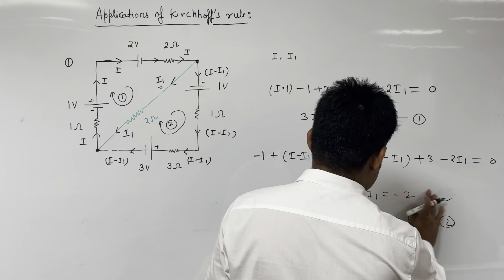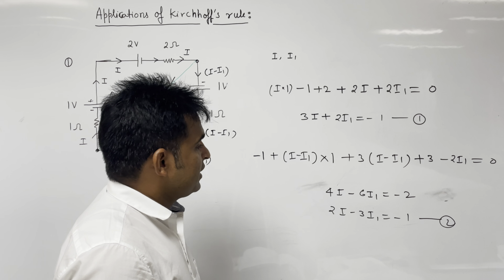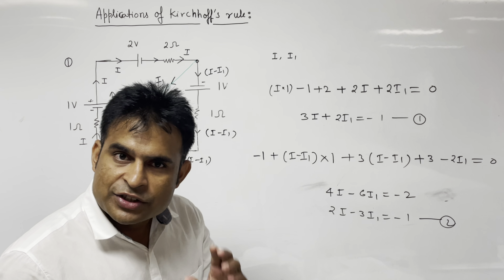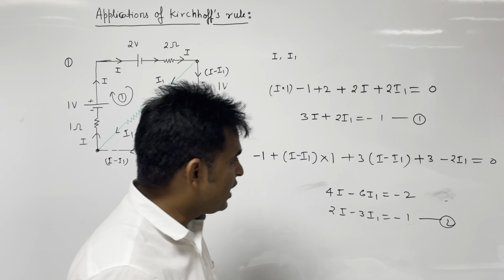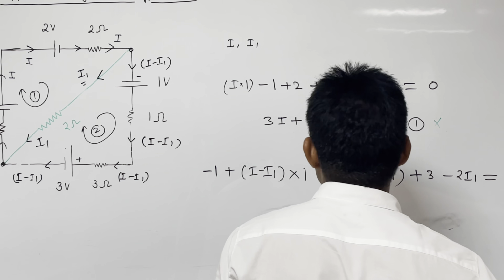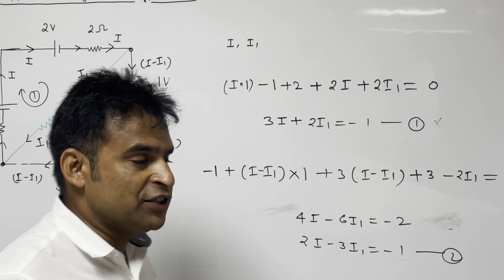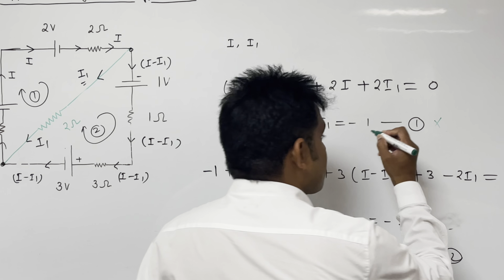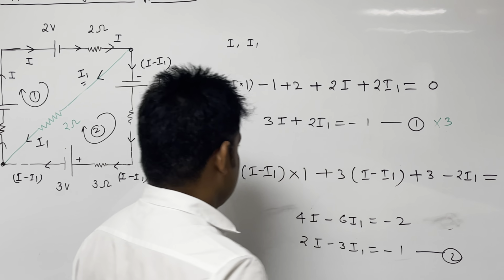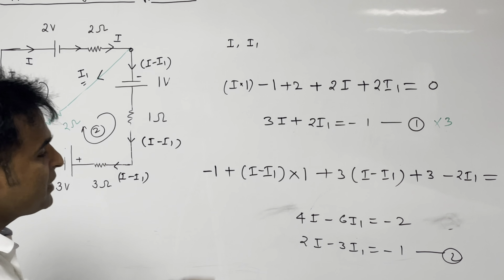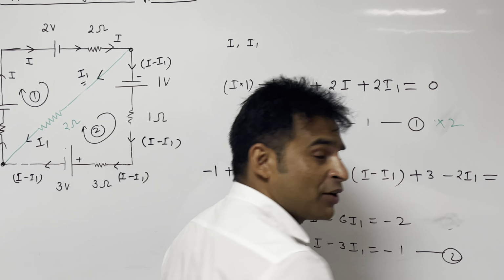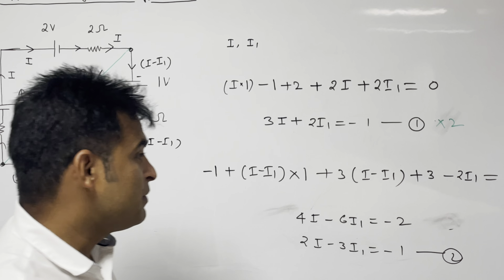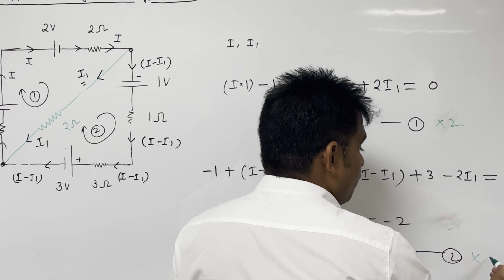So if we solve this finally, what will you get? Let's solve equation number 1 and equation number 2. Basically I want to cancel, so I'll multiply equation number 1 by 2, and I will multiply equation number 2 by 3.